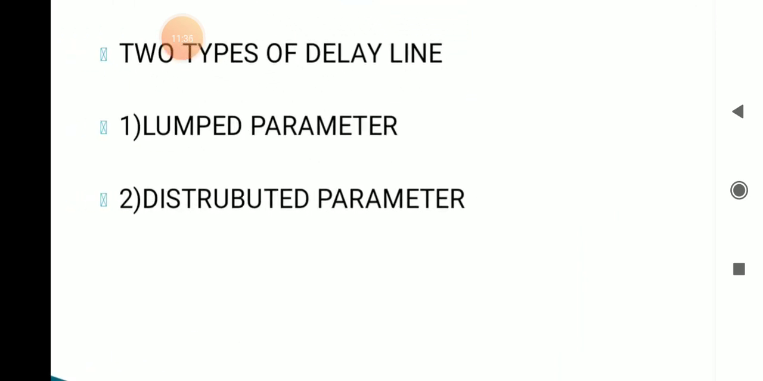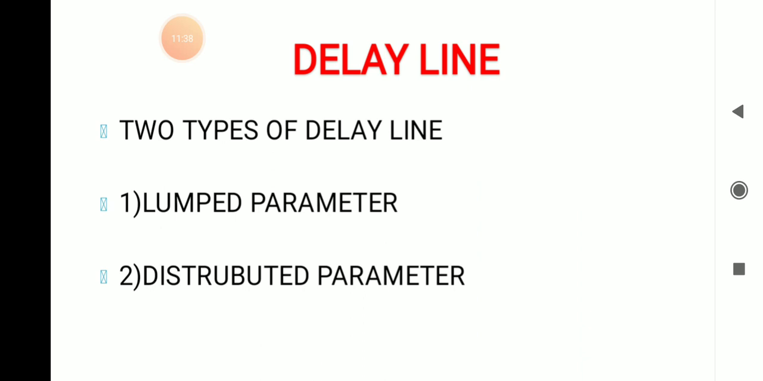So next we'll move on to the delay line. What is the concept of delay line? There are two types of delay line. First one is the lumped parameter, second one is the distributed parameter. So what is that delay line?